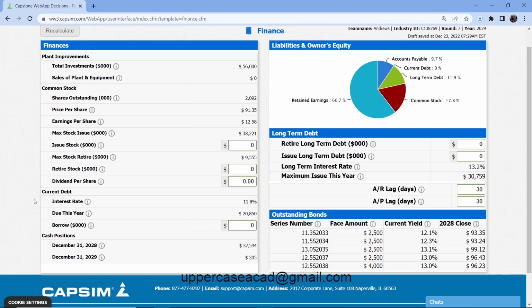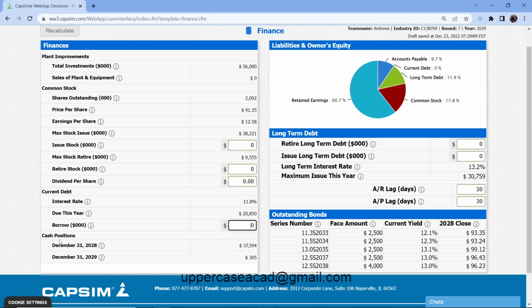The dividends per share: if you want to reward your investors, you give them dividends. Then here we have the current debt. The interest rate is the interest rate for that given year. Ours is 11.8%. Then the amount that is due to be paid that given year, here ours is 20 million. Then the amount that you will borrow, you will put your value here.